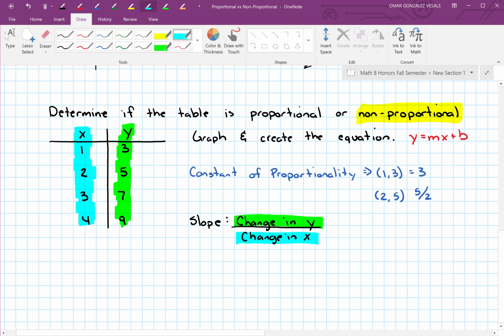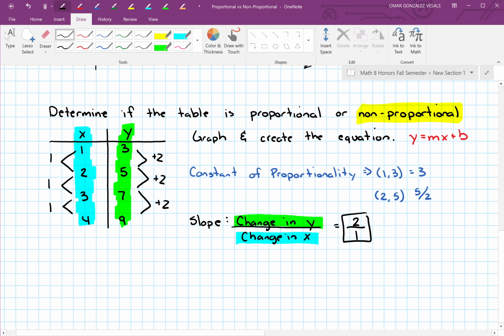Now look at this. What was my change from 3 to 5? Plus 2, right? And from 5 to 7? And from 7 to 9? So my change in y is what? It's 2. Now let's look at my change in x. From 1 to 2 it was? And from 2 to 3, it's. And from 3 to 4, it's. So my slope is what?